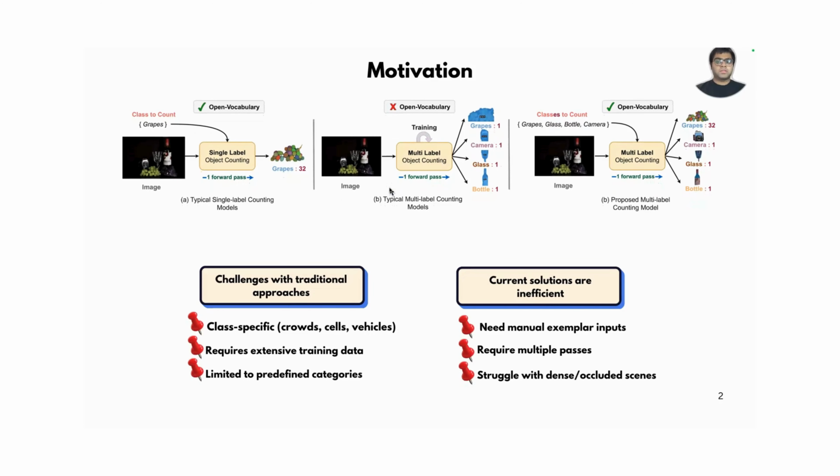Traditional object counting methods are limited by predefined categories and require extensive training data, making them impractical for open vocabulary applications. These approaches often need manual exemplar inputs and struggle with dense or occluded scenes, requiring multiple passes for multiple categories. OmniCount solves these challenges by providing a single pass, multi-level counting framework that is training free and works across open vocabularies.